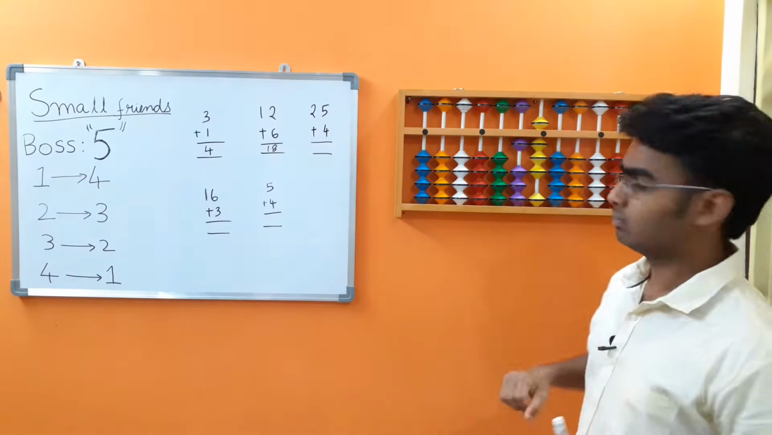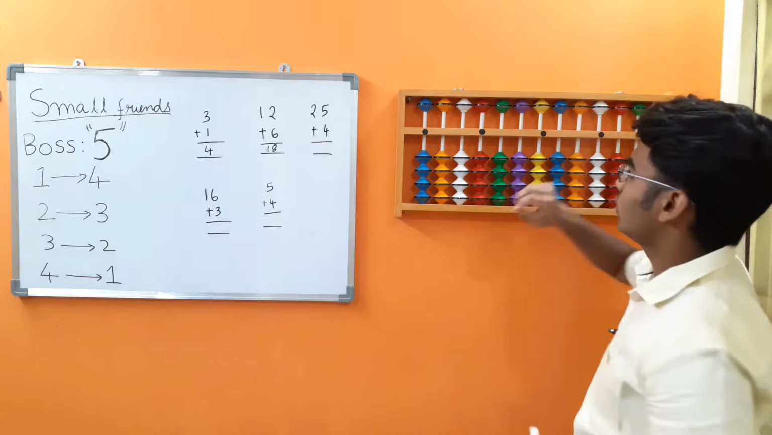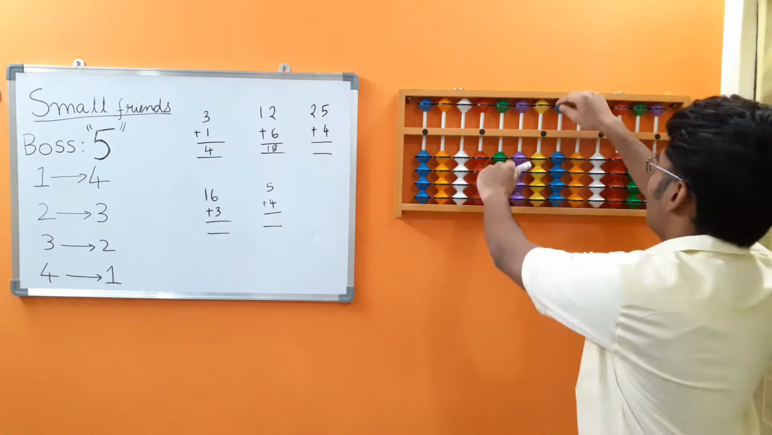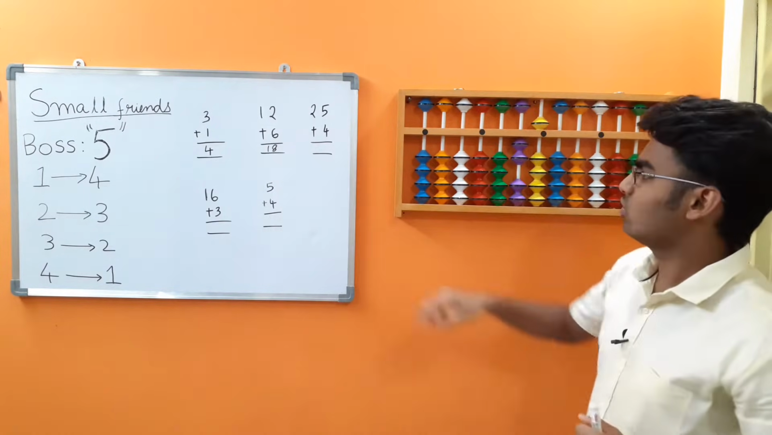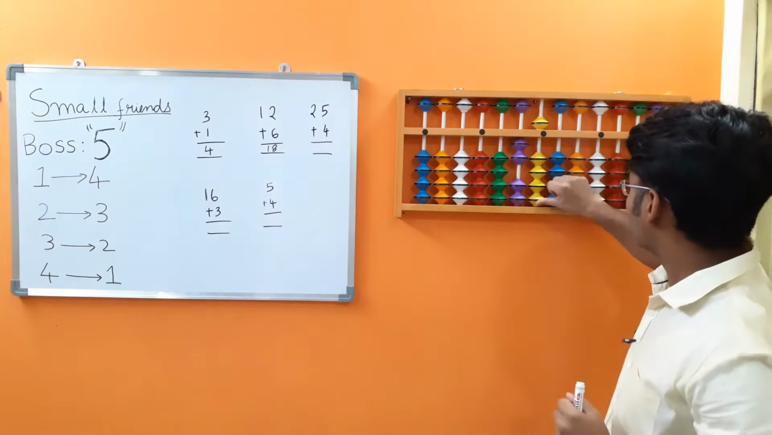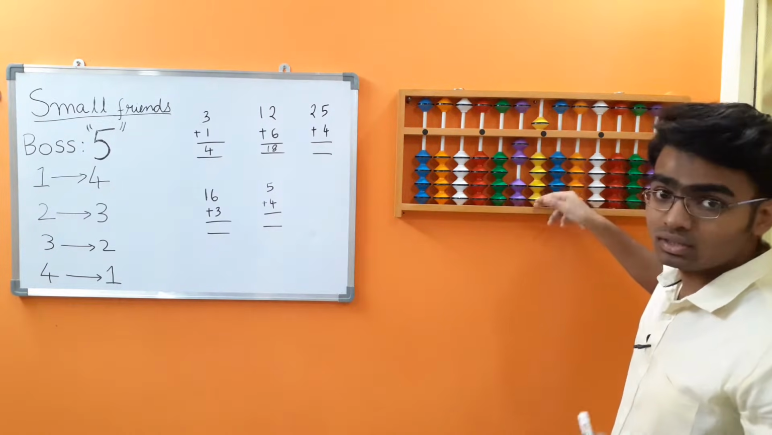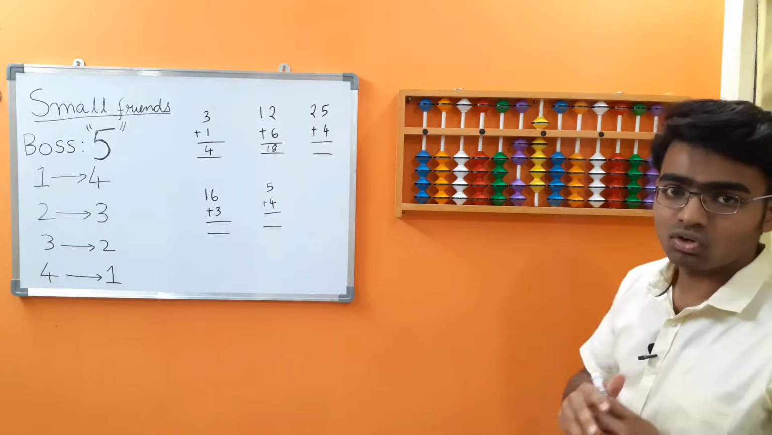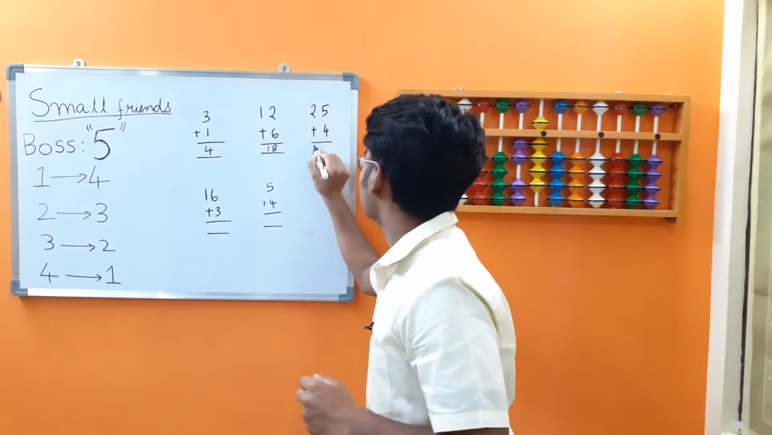Let's do the other sum. 25 plus 4. 25. Now we have to add 4, right? We have enough beads at the lower end, so we can add 4 directly. We got the answer as 29.